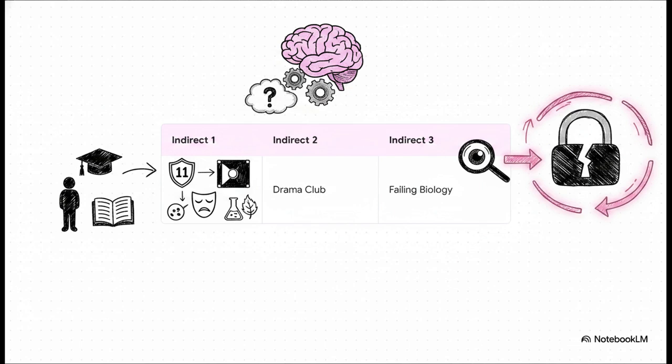Think about three separate data points. A student is in grade 11, they're in the drama club, and they are failing biology. Now, none of those 3 points is PII in isolation, right? But if you combine them in a query or a dashboard, you might accidentally point to a single, easily recognizable student. In a small program, or maybe on a specific campus, there might only be one single 11th grader in the drama club who happens to be struggling in biology. Without ever using a name or an ID number, you've just created indirect PII.